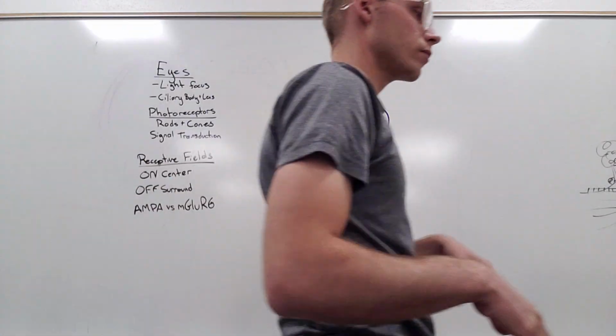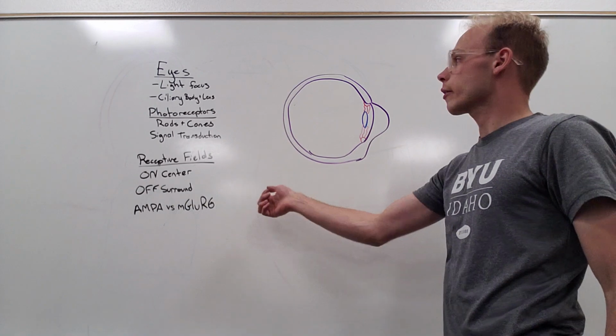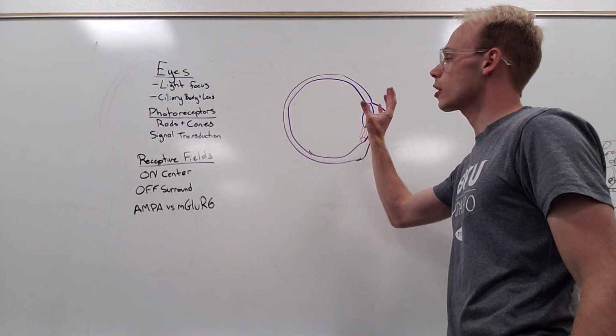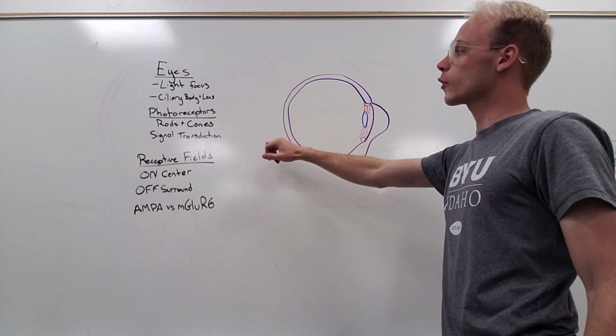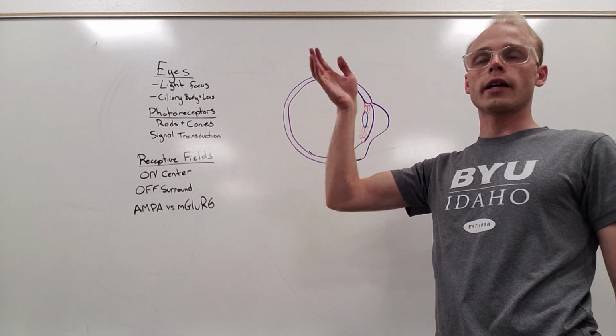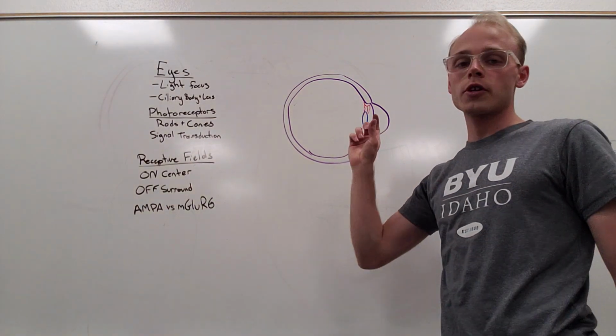Okay, this one we're going to talk a whole lot about eyes. So we're going to talk about how eyes can focus light. We're going to talk about the ciliary body and lens and how that helps to focus light. We're going to talk about the different kinds of photoreceptors, rods versus cones. Rods do light levels, darker light, whereas cones do our color vision.